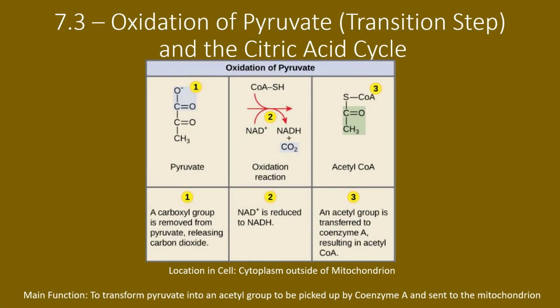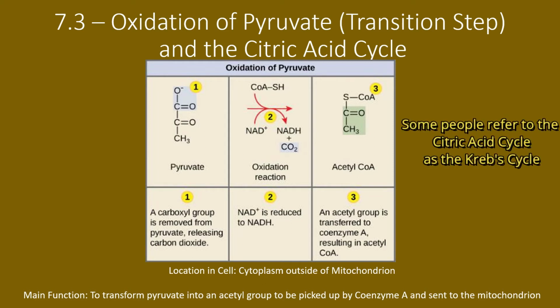So now that we have two pyruvate molecules from the original glucose molecule of glycolysis, we now need to prepare for further energy harvesting with our next step, the oxidation of pyruvate. This is sometimes called the transition step. In fact, it's my favorite description of this because it's the transition between glycolysis and the citric acid cycle. And it's really just a one step process.